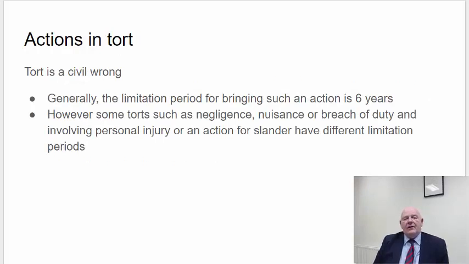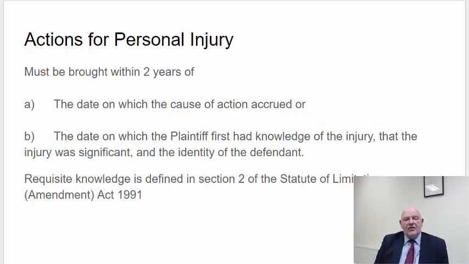The time limits then. A tort is a civil wrong. Generally, the limitation period for bringing legal action founded on a tort is 6 years. However, torts such as negligence, nuisance, or breach of duty involving a personal injury, or an action for slander, have different limitation periods. So an action for personal injury must be brought within 2 years of the date on which the cause of action accrued, or the date on which the plaintiff first had knowledge of the injury, that the injury was significant, and the identity of the defendant.